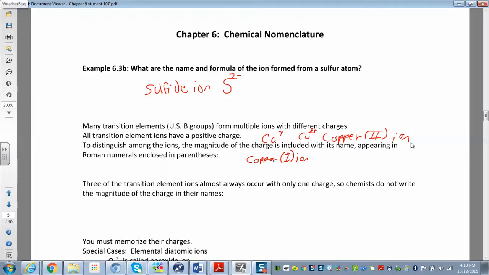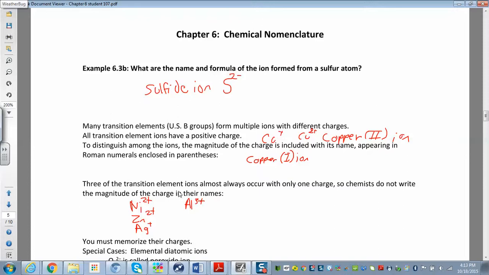Some transition elements always occur with only one charge, so we don't ever use the Roman numerals for them. So nickel is always nickel 2+. Zinc is always zinc 2+, and silver is always silver +. And we already said aluminum. Aluminum is not really a transition metal, but it's aluminum 3+. So those are the metals that have fixed charges, so they don't get Roman numerals.